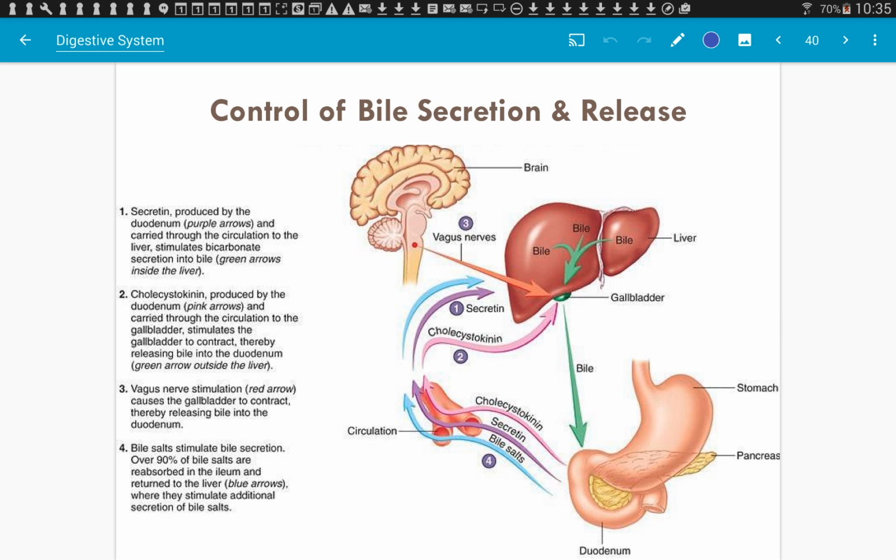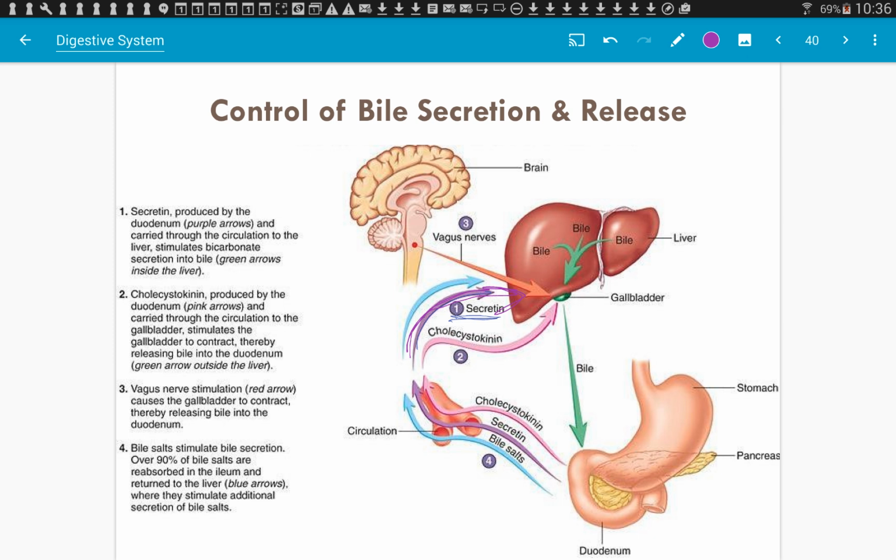So let's see what happens. We're going to start at number one. The duodenum produces secretin when the pH is too low, so when the chyme coming from the stomach is too acidic. That secretin is going to stimulate the liver to secrete bile.